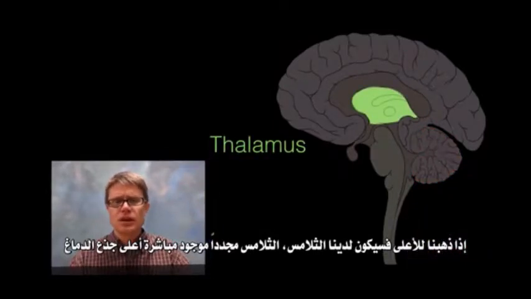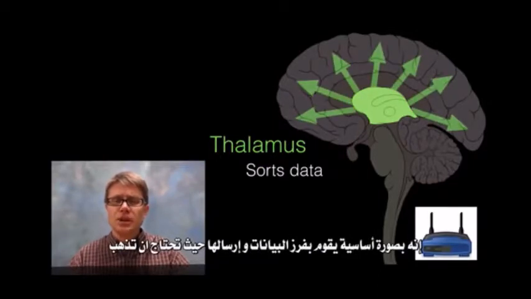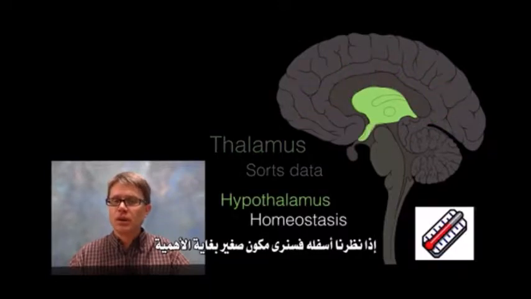The thalamus, again, sits right on top of the brainstem. And so the best analogy I could come up with is a router. It's basically sorting data and sending it where it needs to go. If we were to look below that, there's a little structure here that's incredibly important.